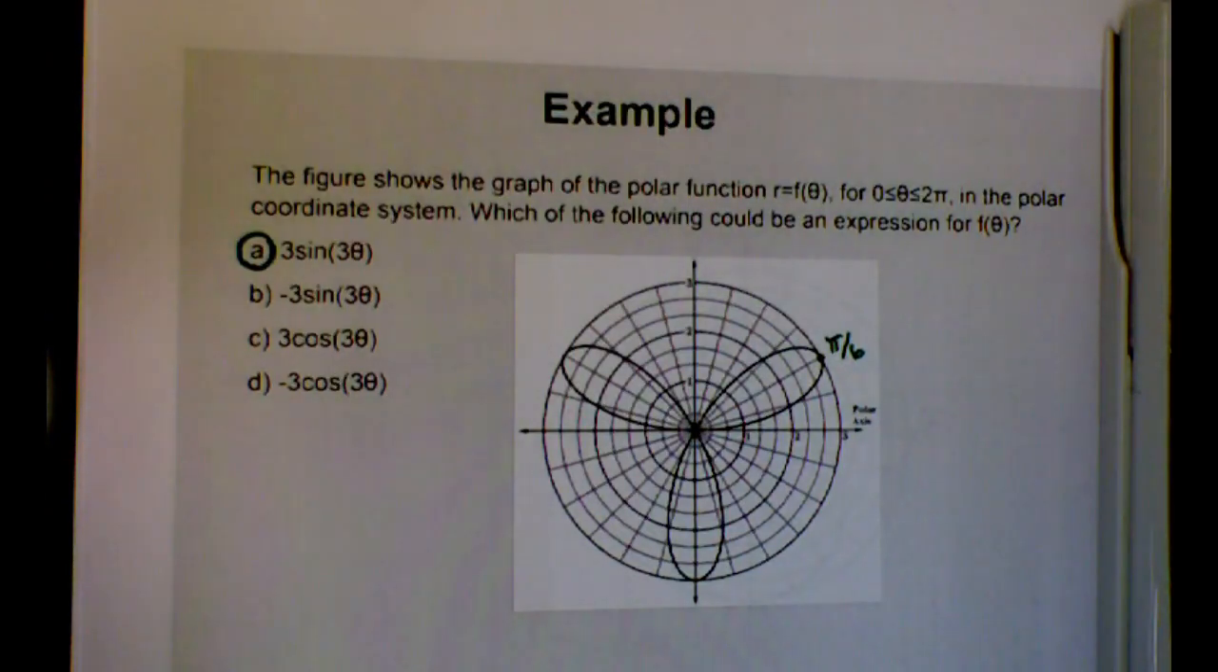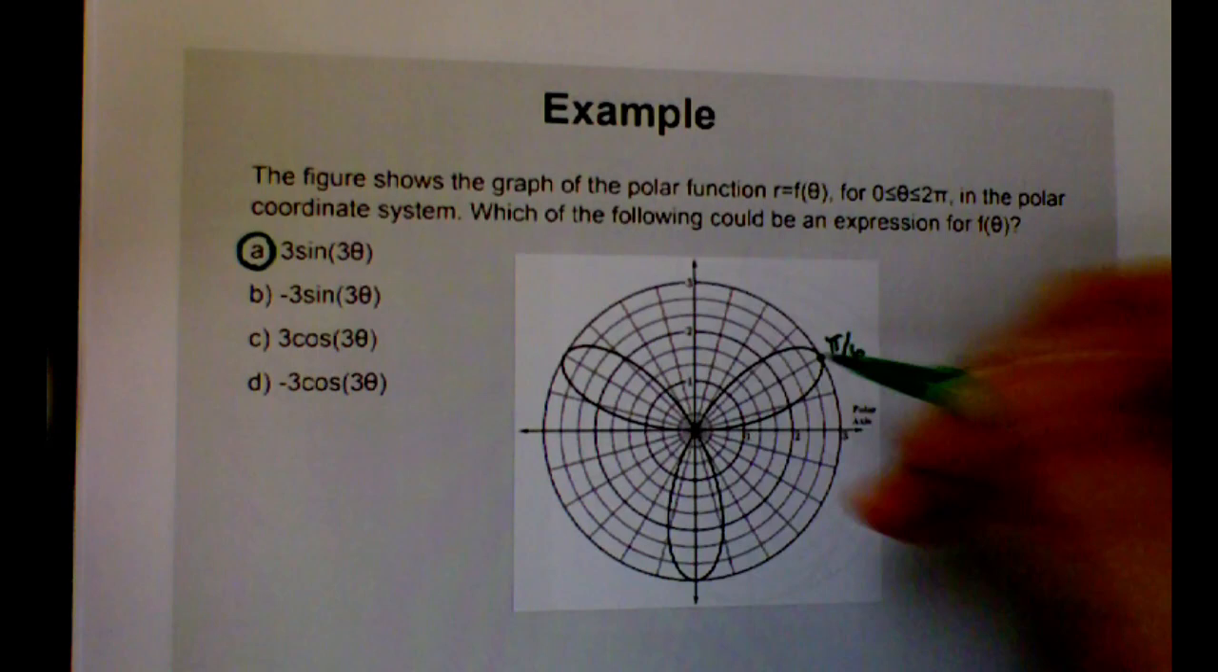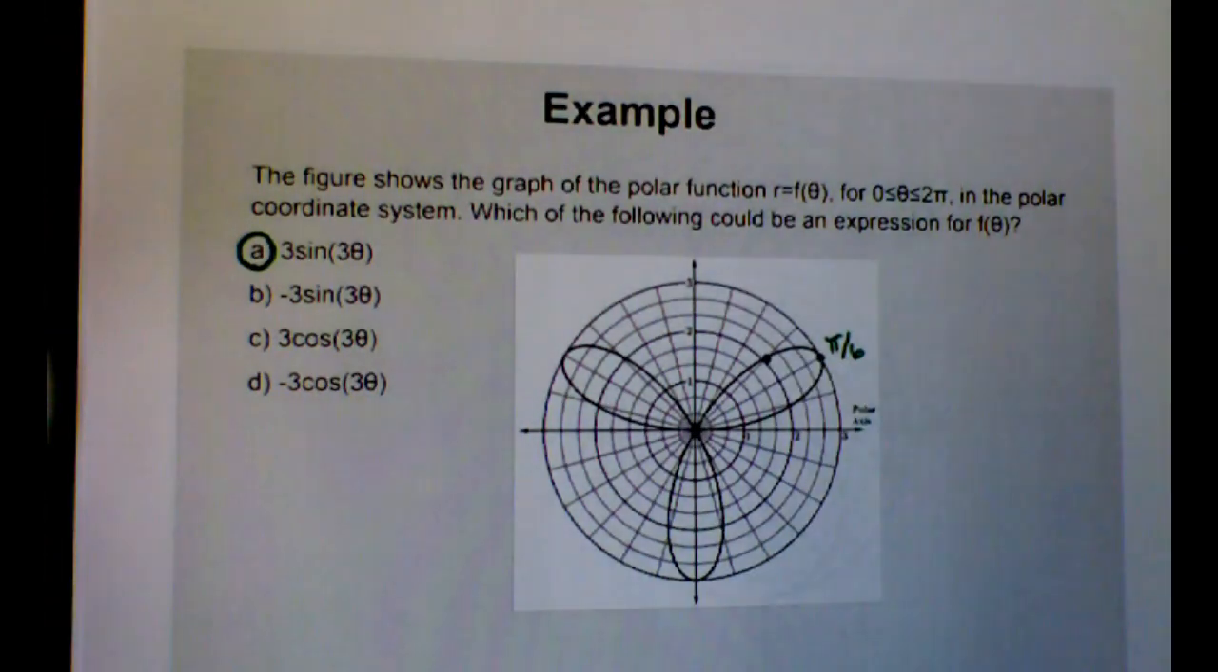If I hadn't gotten to that point, I would have said, okay, well, pi over 4, I should get like 2 point something pretty small, 2.1-ish. And I'd check those ones.